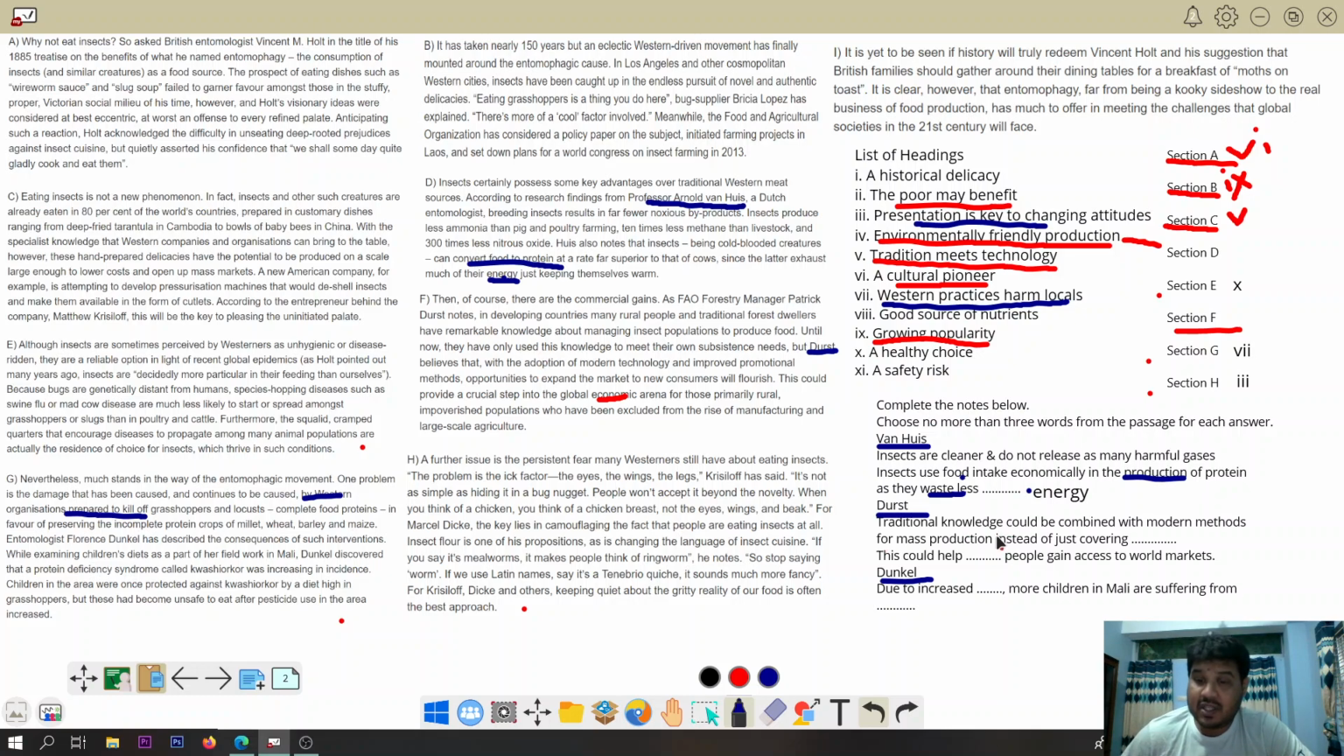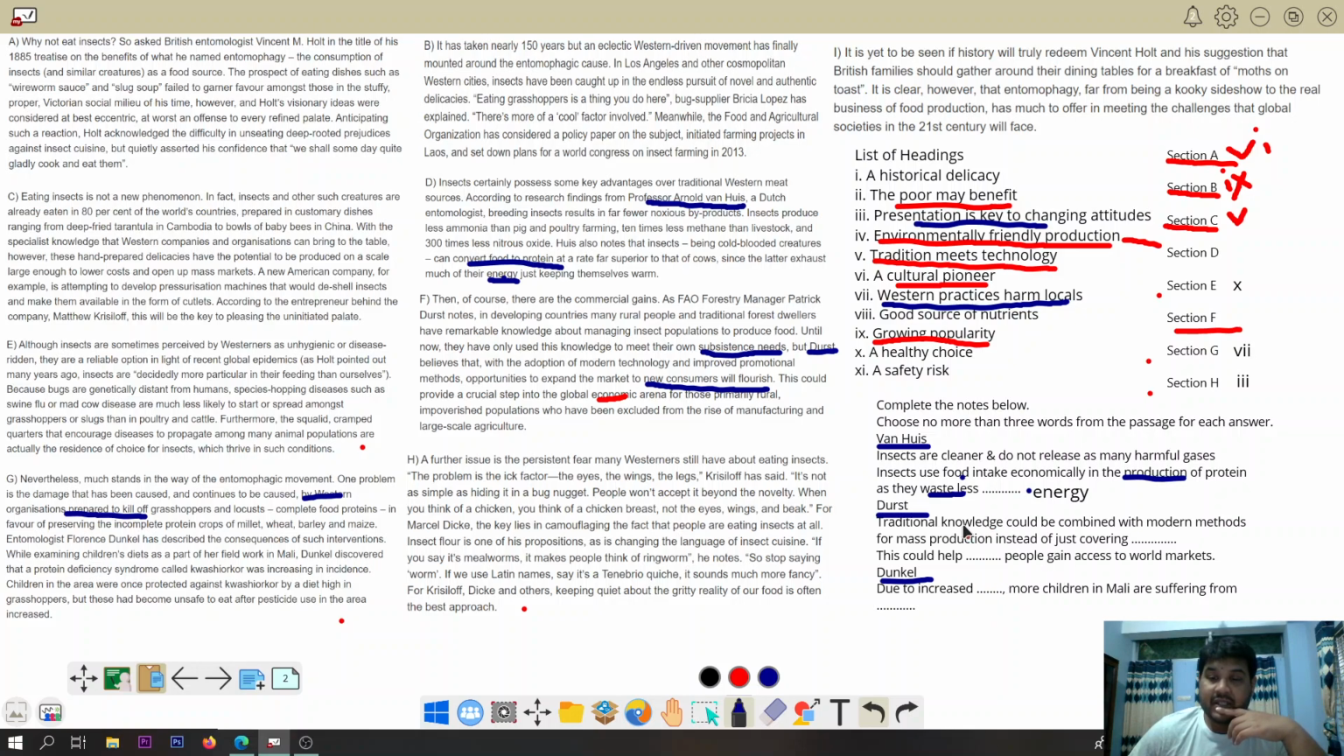So here the question says traditional knowledge could be combined with modern methods for mass production instead of just covering dash. So again, we see that improved promotional quality. Of course it says new consumers will flourish, but here it says instead of just covering what? If there is mass production, then it's going to reach a lot of people. But now that there is no mass production, what are those people doing? They are just using that for their subsistence needs, right?